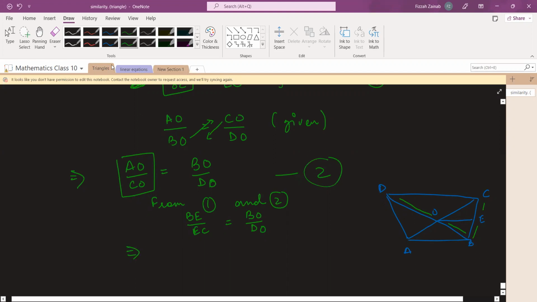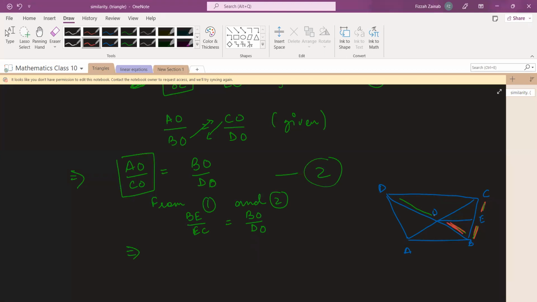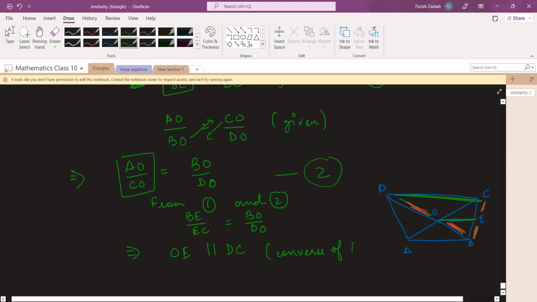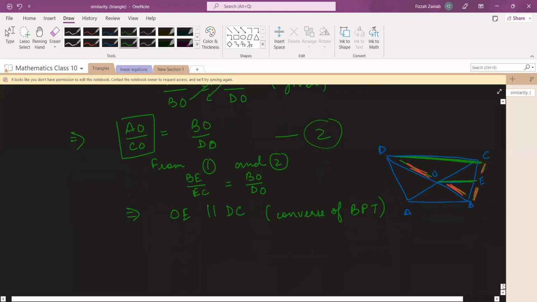Now see here, I'm getting BE upon EC is equal to this side upon this side. So can I say that this line is parallel to this line, from the converse of BPT, because I'm getting the ratio the same? So therefore, OE is parallel to DC. Understood, everyone? So it is the converse of BPT.